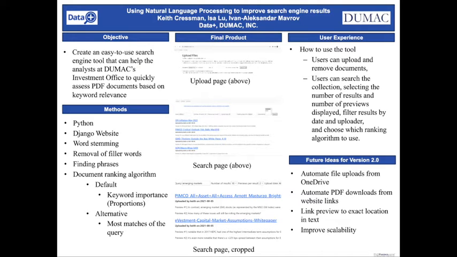So we made the whole website basically using Python and Django, which is a library for helping make web applications with Python. And so one of the first things we had to do with this search engine is, for each document, track how many times each word occurs in there.